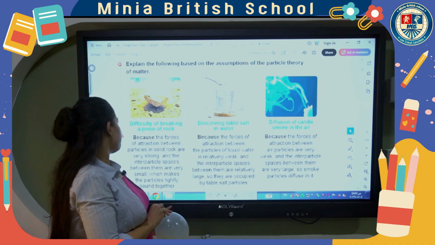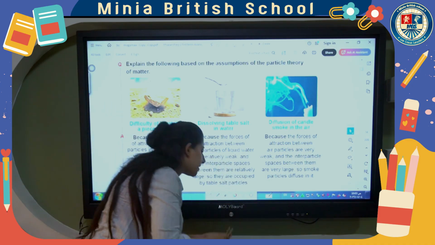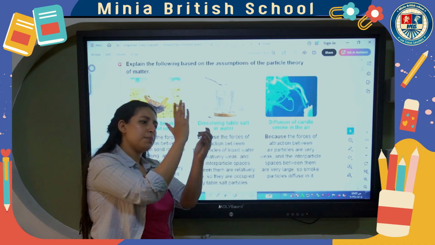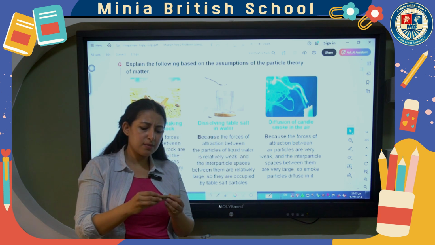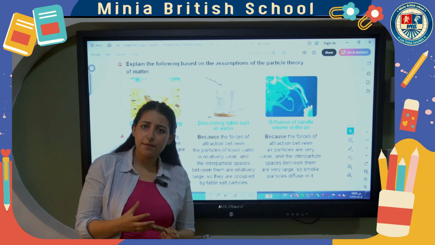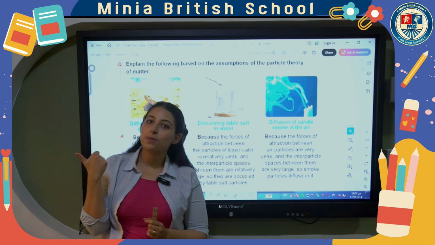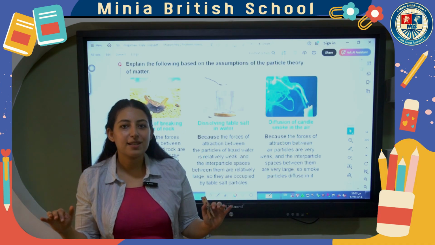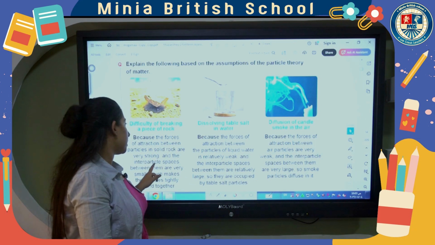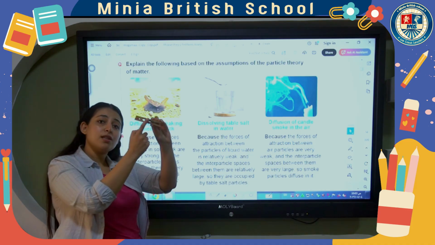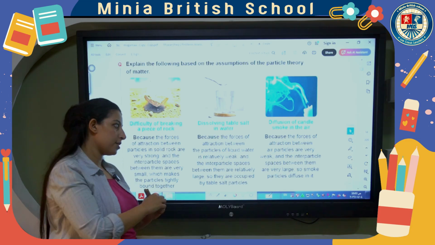When I ask you, difficulty of breaking a piece of rock, I can't break down this piece of food or this piece of rock very easily. It needs more tools. It needs more effort. Why? It's related to two things: the attraction force between its molecules and the interparticle spaces between them. So I have to say, because the attraction force between its molecules is very strong, while the interparticle spaces between them are very tiny or very small.